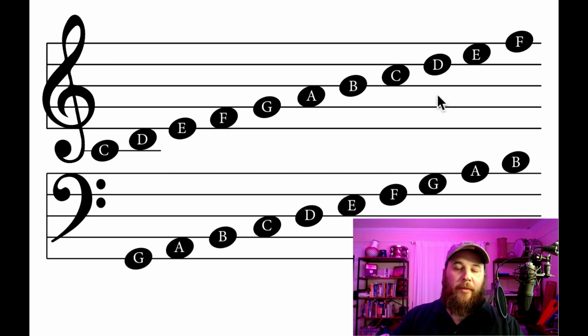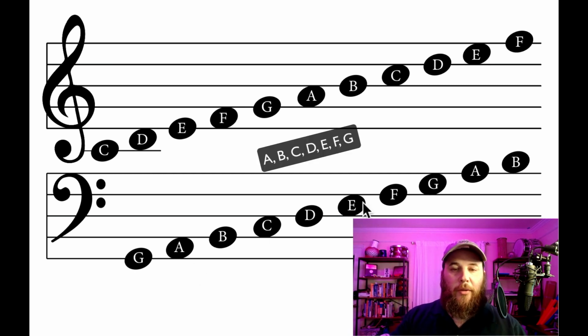So in treble clef, we have our A through G, the first 7 notes of the alphabet. Bass clef is exactly the same. It also uses A through G, the first 7 notes of the alphabet.